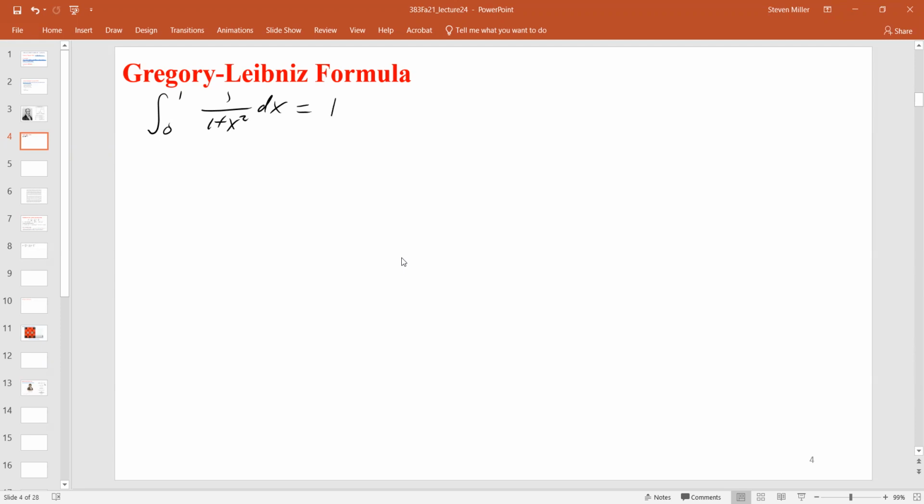So this is the limit as epsilon goes to 0 of the integral from 0 to 1 minus epsilon of 1 over 1 plus x squared dx. What do you think, why do I want to save a little bit and only go up to 1 minus epsilon?